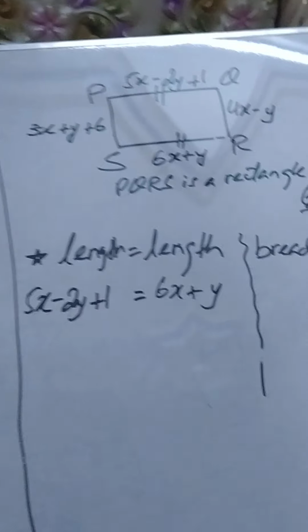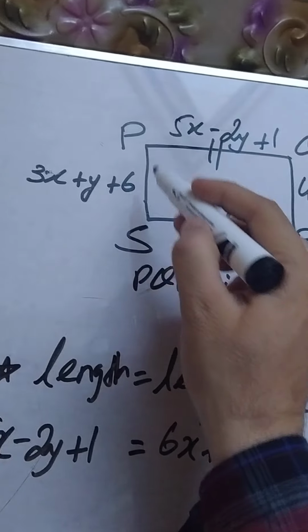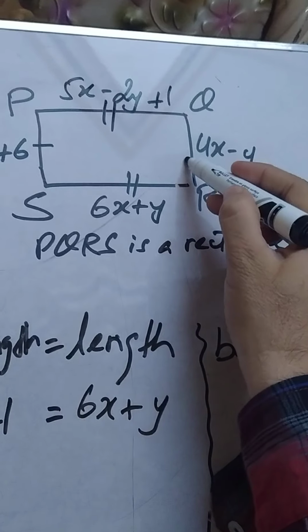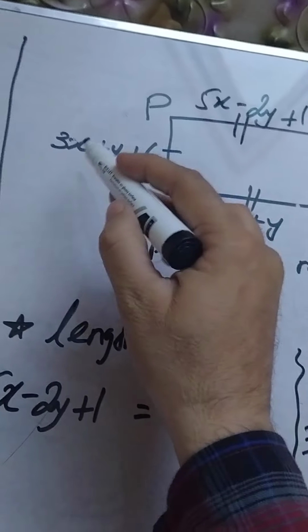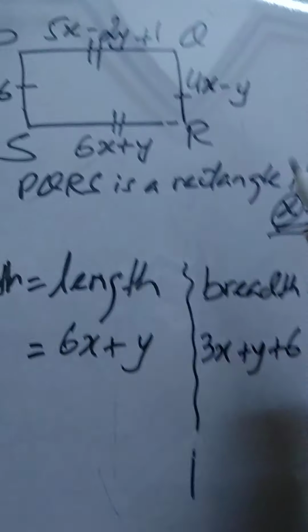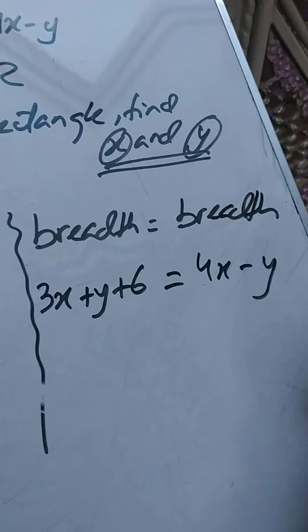So guys, I got the first equation. Come to the second one. What is the second fact? Breadth equals breadth. So guys, these are the two shorter sides. This shorter side is equal to that side. Using this fact, the first shorter side 3x plus y plus 6 is equal to the other side, 4x minus y.